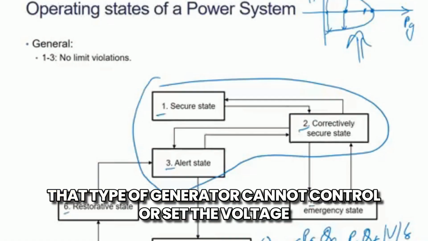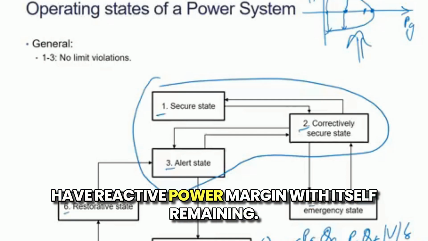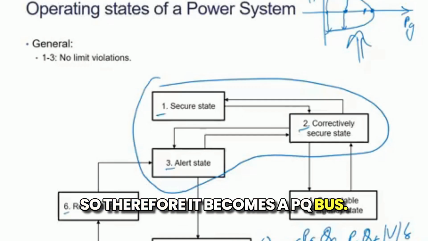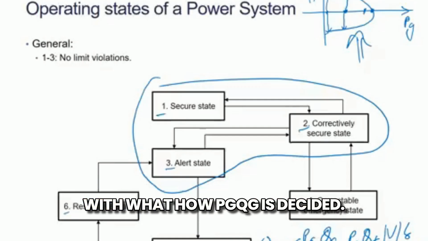That type of generator cannot control or set the voltage at the connected bus, obviously because it does not have any reactive power margin remaining. So therefore it becomes a PQ bus. So that is the thing. I just wanted to connect you with how PG QG is decided.